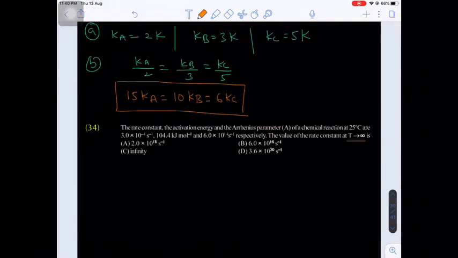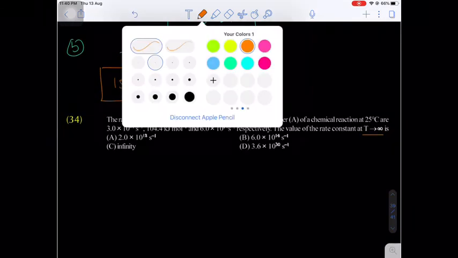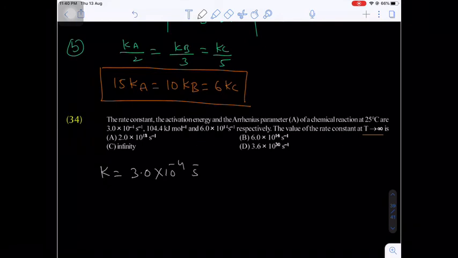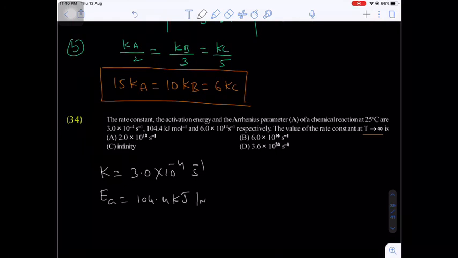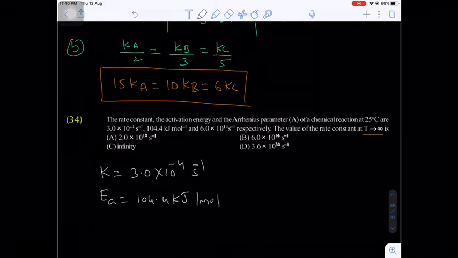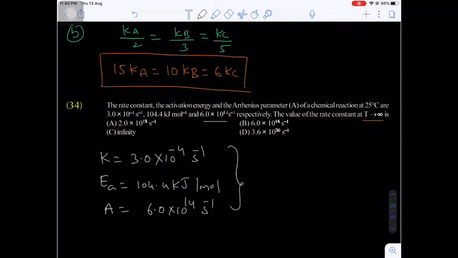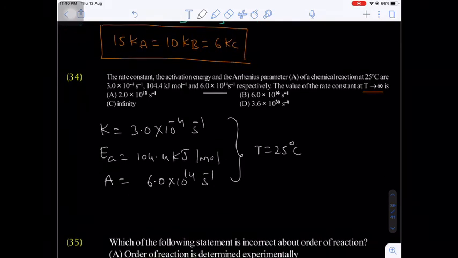Now first of all, what I am writing here is the given data. What is the rate constant given here? K is equal to 3.0 into 10 raised to minus 4 per second. And what is the activation energy? Ea is equal to 104.4 kilojoule per mole. And one more data is given, the Arrhenius parameter, capital A, which is equal to 6.0 into 10 raised to 14 per second. All this information is at 25 degrees Celsius.